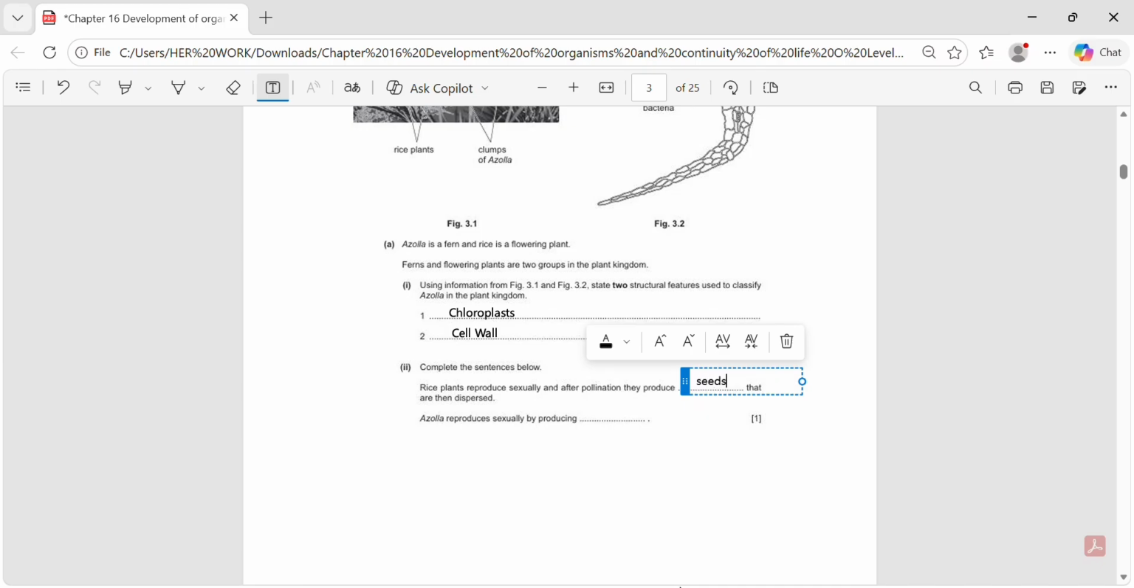The next sentence is Azolla reproduces sexually by producing blank, so here we will write gametes because Azolla is a fern and ferns like Azolla reproduce sexually by producing gametes, which later fuse during fertilization. We can also write spores formed in sporangia, as ferns commonly reproduce using spores. This shows that flowering plants like rice reproduce by forming seeds after pollination, whereas ferns like Azolla reproduce by producing gametes or spores. These both will be considered correct according to your mark scheme.